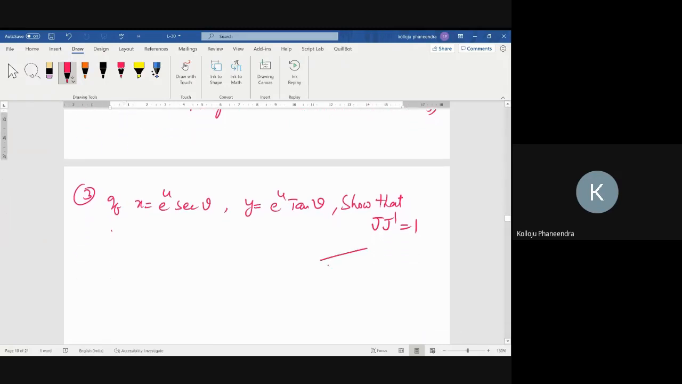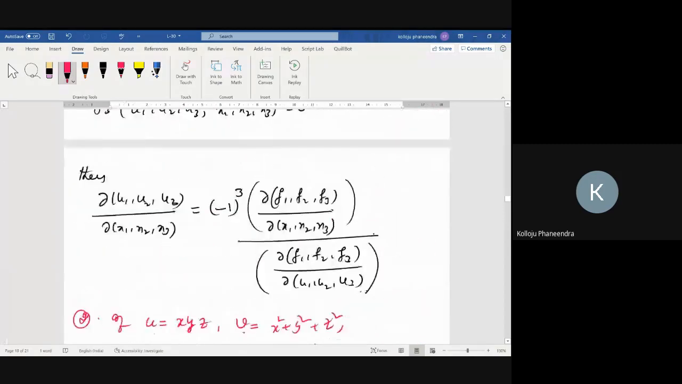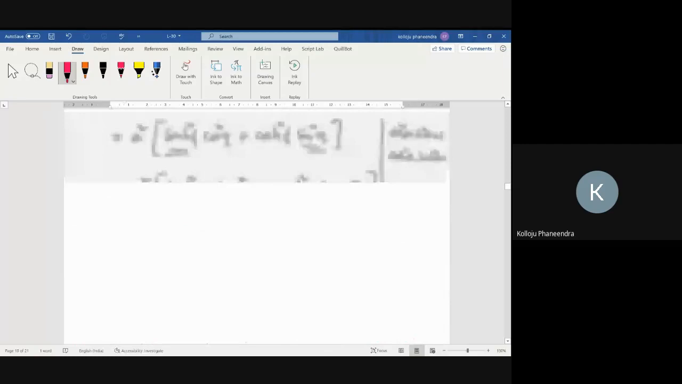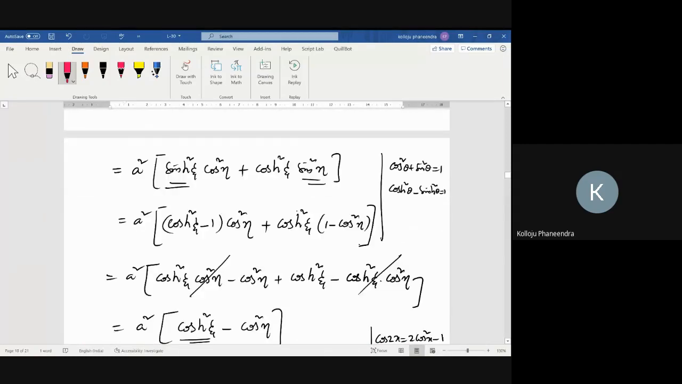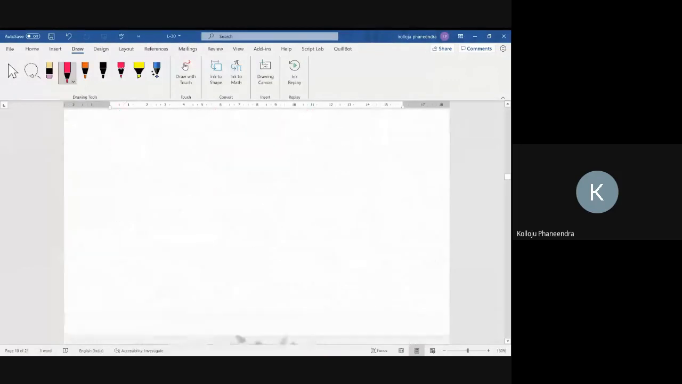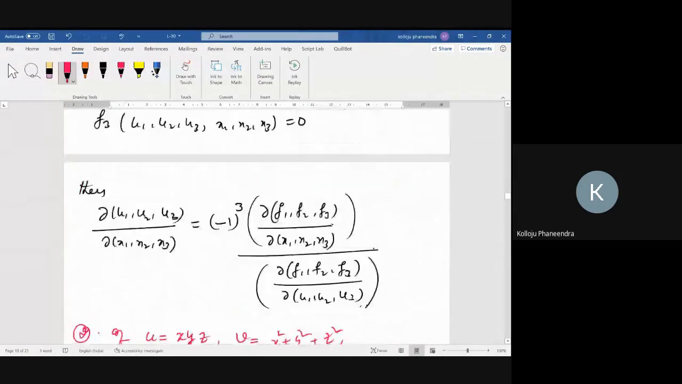Okay, this is the topic Jacobian. Any doubts? A simple one, just calculation purpose only. You will definitely get either one essay question and properties in a short question. So be thorough with this.